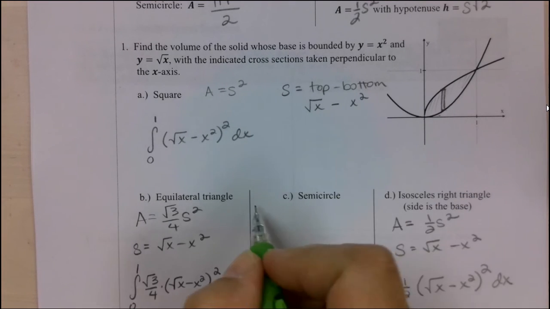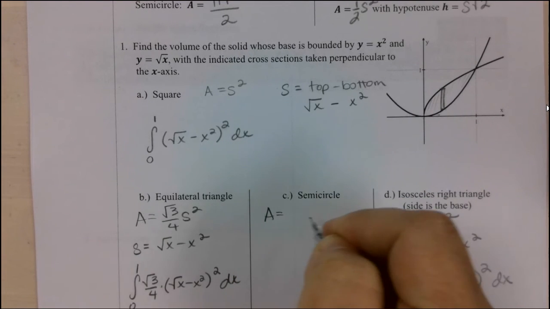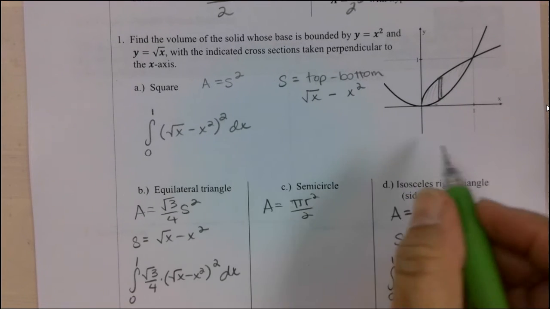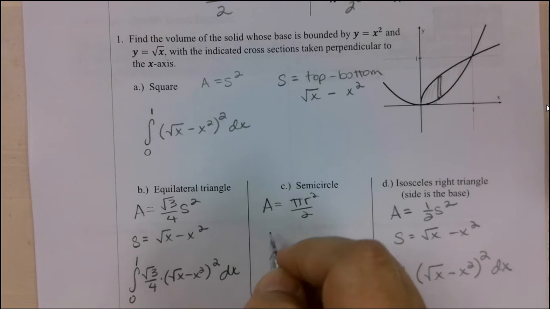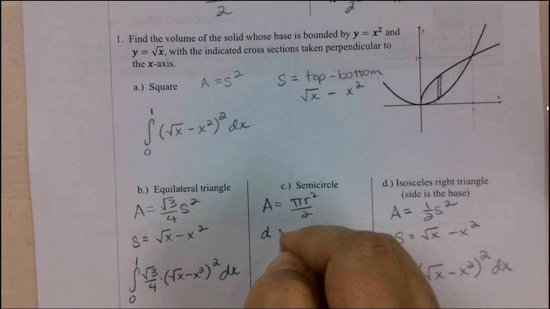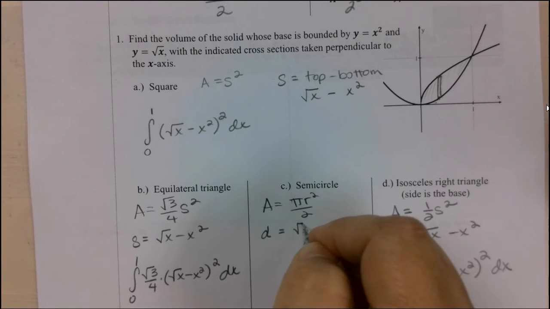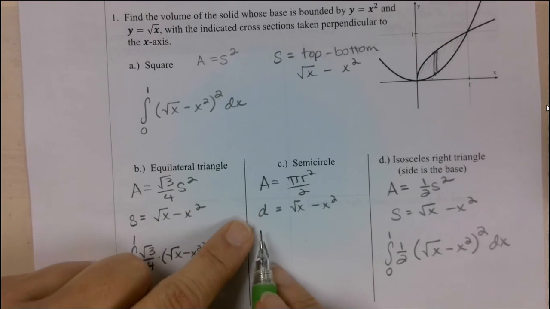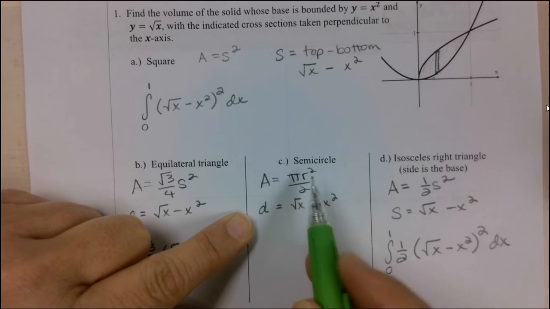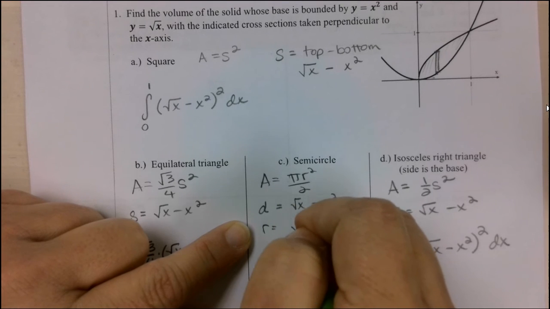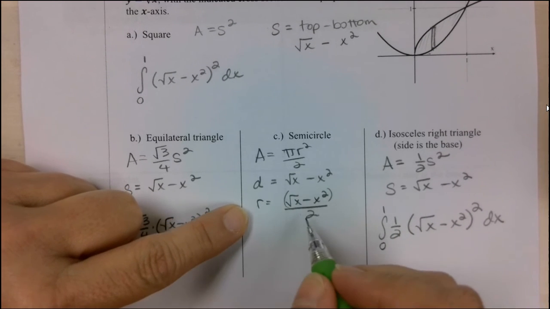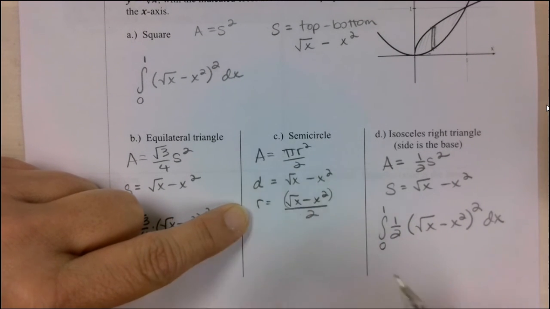In this case, this representative rectangle, let me go back and write the area formula. Area is pi r squared over 2. My representative rectangle here is actually the diameter of the semicircle. Top minus bottom, square root of x minus x squared. That's now the diameter. But I need a radius, and so of course the radius would be the same length divided by 2. And that's the only variable that we need for our formula.